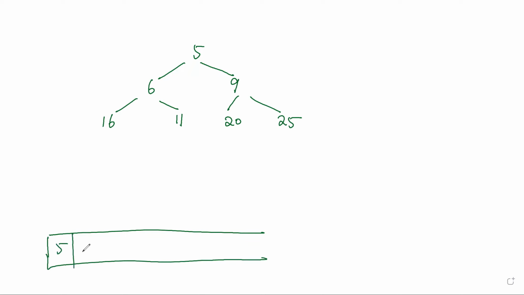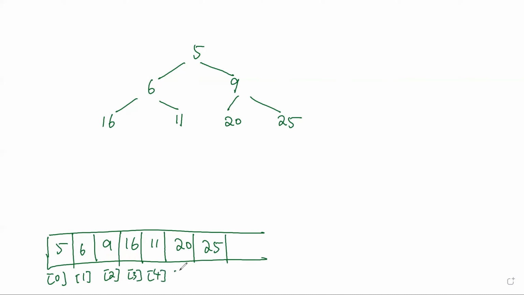So we have 5, then 6, 9, 16, 11, 20, 25. So sub 0, sub 1, sub 2, sub 3, sub 4, sub 5, sub 6. Okay, so now suppose I want to insert 7 into the tree. So how do I do it?